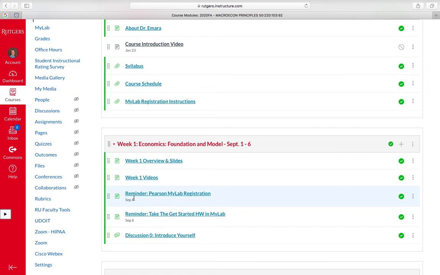When you see the word reminder, just understand that this is not an assessment to be done on Canvas. This is just a reminder that you need to go to your MyLab website and do this assessment. For example, here I'm reminding you that you need to register by September 6th. Here I'm reminding you that you need to take the first homework, which is called Get Started Homework in MyLab, and again it's due by the end of this week, which is September 6th. Discussion 0, you need to go on this discussion and introduce yourself to me and your classmates. So this is just an example of what you usually see per week throughout the course.